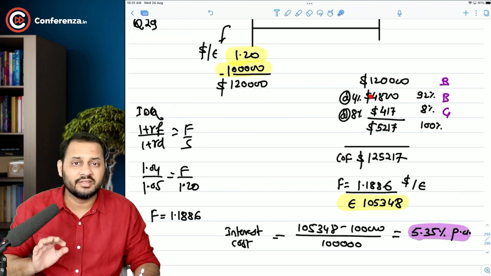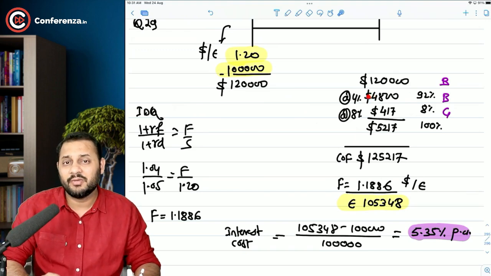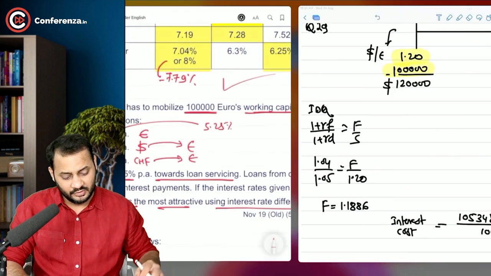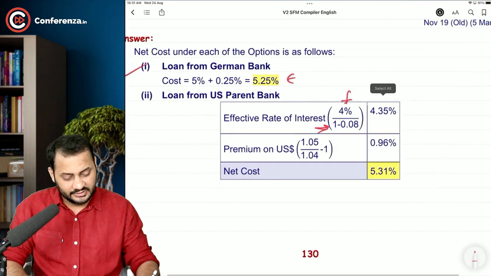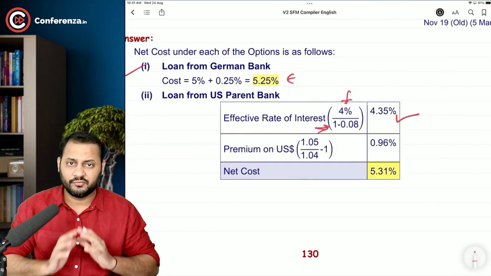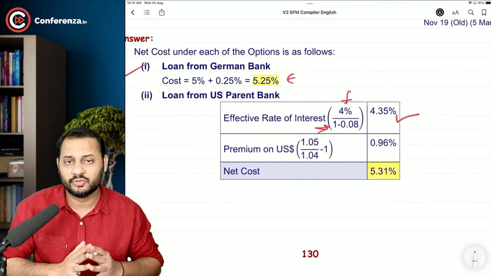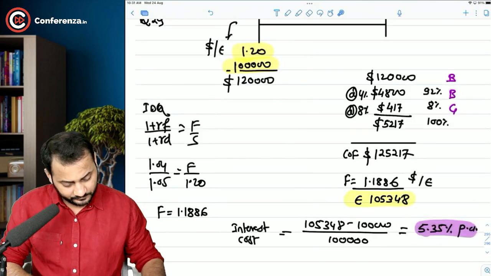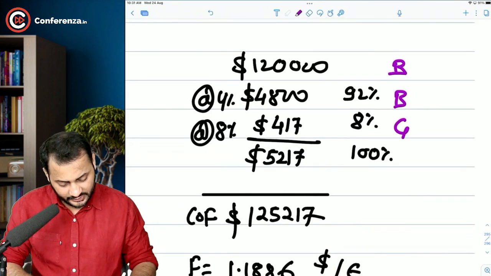Institute has done everything perfectly, but they have made one mistake in this part. What mistake was that? The mistake is that, see, this one is correct. 4.35% is the total cost to you. If you calculate, see, I will tell you.